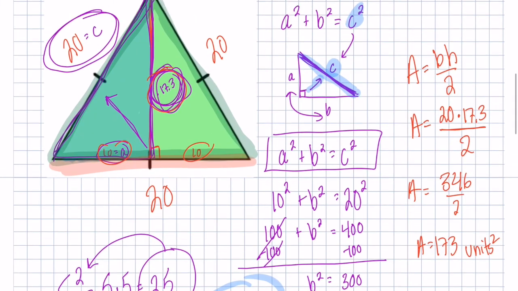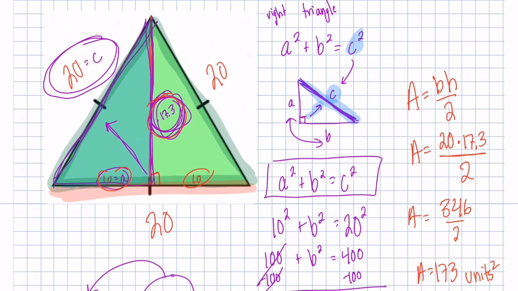So that's how you're going to go about, more or less, trying to find the area of an equilateral triangle when you're not given the height. You're given the 3 sides, and you have to use something called the Pythagorean theorem to figure out the height of that triangle.